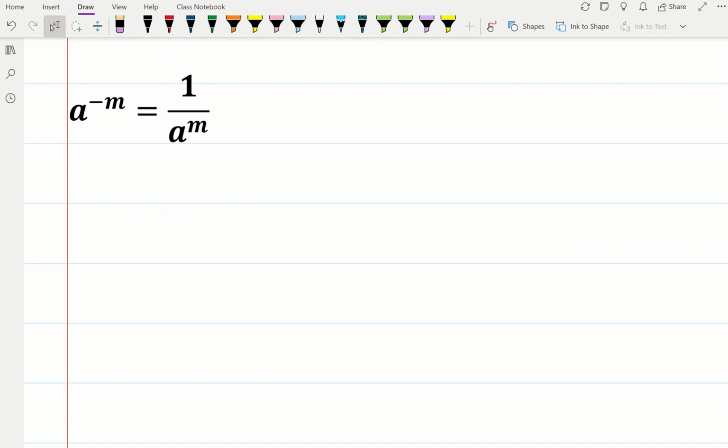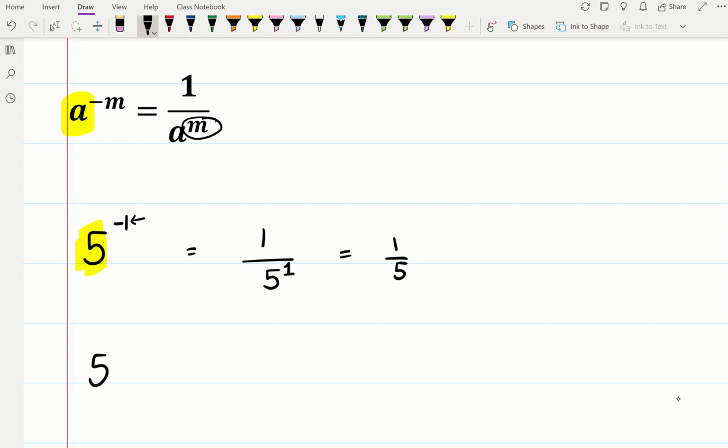Now, when the power is a negative, it turns the base into its reciprocal. That means it turns it into 1 over that base number. So for example, 5 to the power of -1 turns the base number, the 5, into a fraction, 1 over the base, to the power of the positive power. So 5 to the power of -1 is simply a 5th. If it was 5 to the power of -2, this 5 will become 1 over 5 squared.